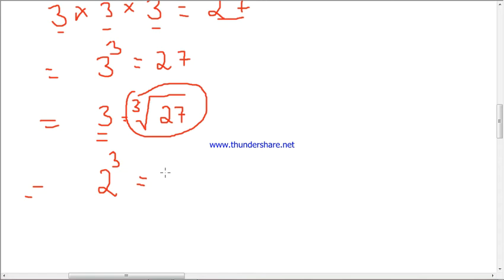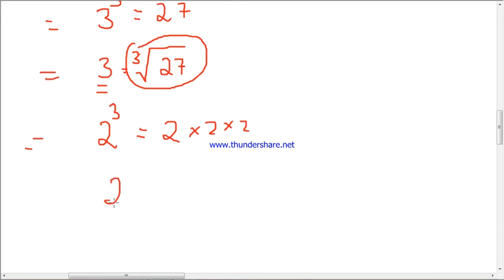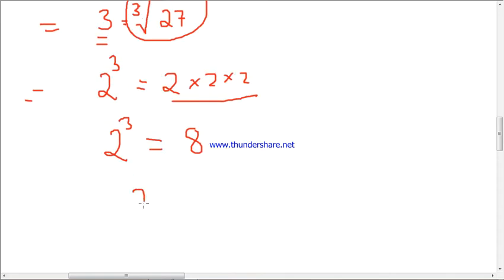Similarly, I can write directly, let's say 2 raised to the power 3 is 2 into 2 into 2. If I multiply this 3 times, you'll get 8, which means that 2 is actually the cube root of 8. How do you write cube root? This radical sign, and a small 3 here in the front, and then the number inside. It means 2 is the cube root of 8.